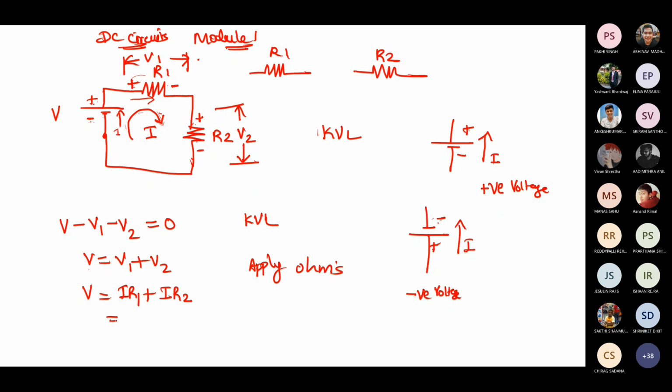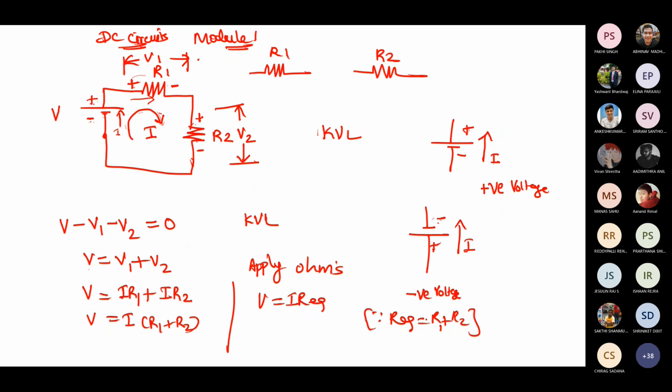Fine. Now the common term is I, so I take it out as R1 plus R2. So V is equal to I into R1 plus R2. But Ohm's law says V is equal to IR. So we assume that V is equal to I into R equivalent, where R equivalent is nothing but R1 plus R2. Okay, so this is what you told me right now.